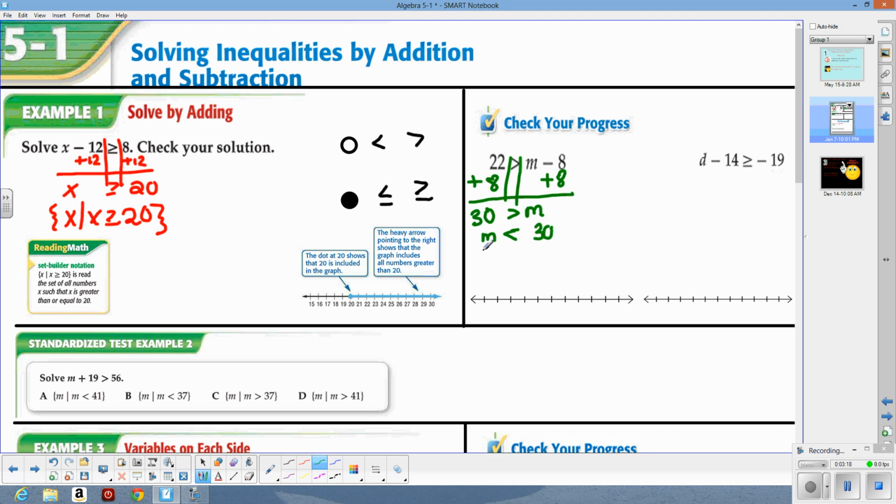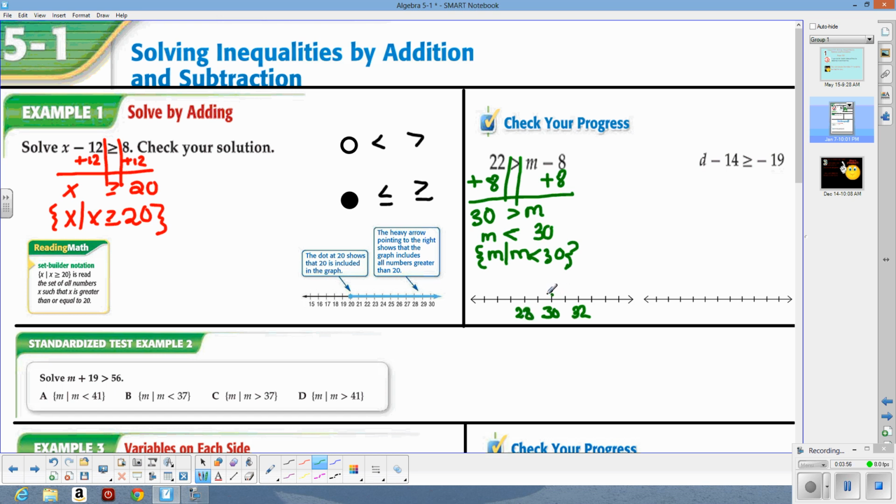And then in set builder notation, put your little squiggly bracket, an m, a line, m is less than 30, close it off. Now when you go to graph this, you need to make sure 30 is on your number line. So I'm going to go ahead and make sure 30 is on here. And then I'm going to put at least one number above and below it. Since this is kind of mushy for my marker, I'm going to skip a little bit and go to 32. And I'll put 28 here.